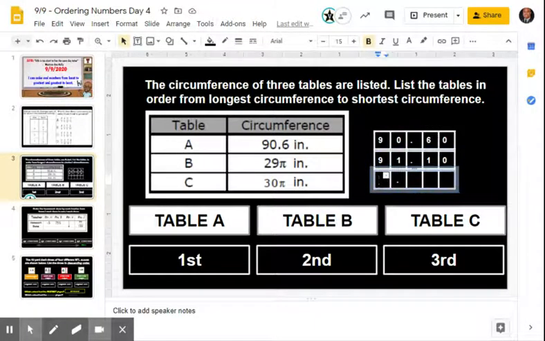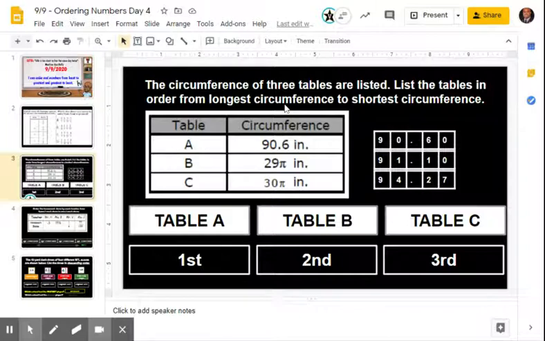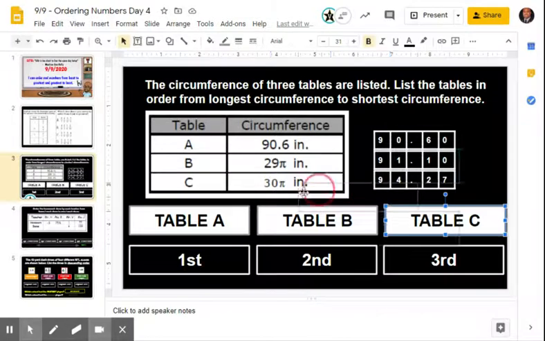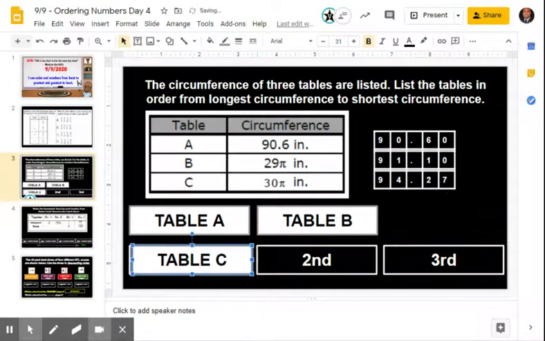So I'm going to go back over here, and I'm going to type in 94, let me move my decimal over, 0.27. Now, our instruction was to list the tables in order from longest circumference to shortest circumference. So, which of these numbers is the longest? That would indicate the longest circumference. 90, 91, or 94? 94. So table C would go first.